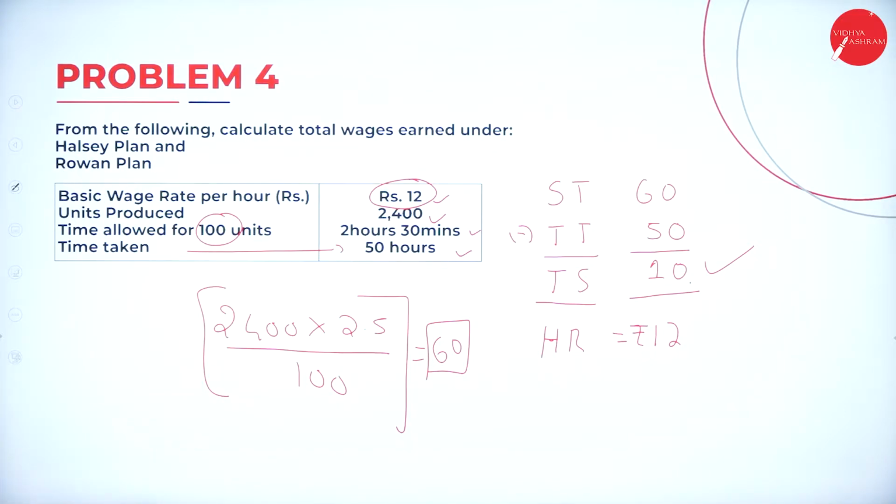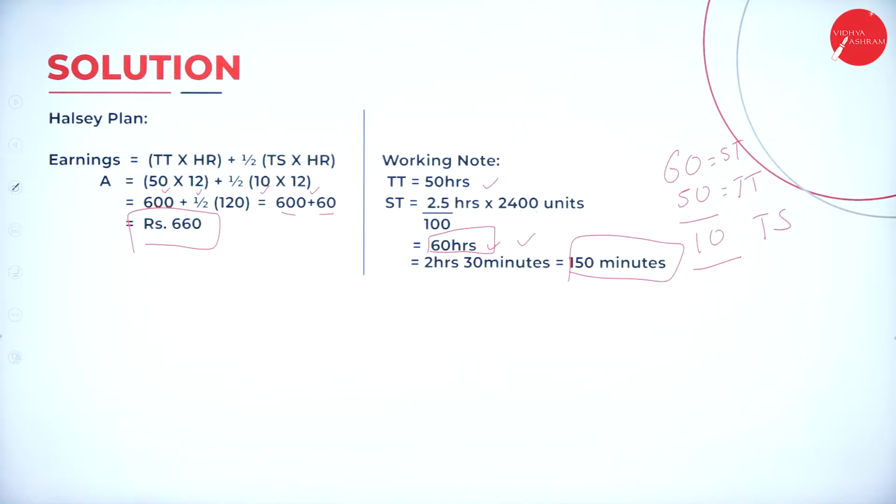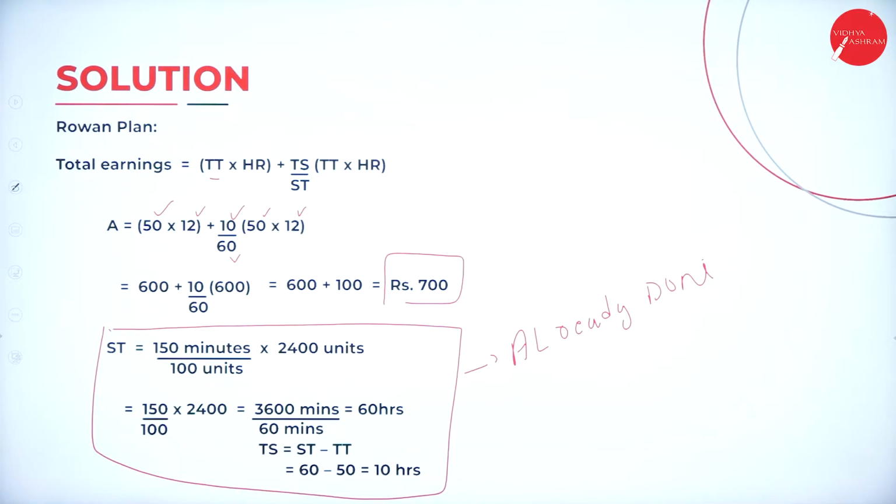Problem number 4. Your solution part as per Halsey plan. Your solution part as per Rowan plan.